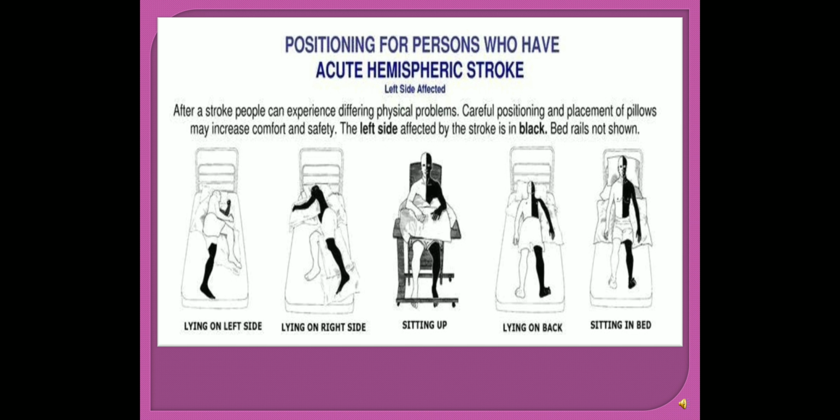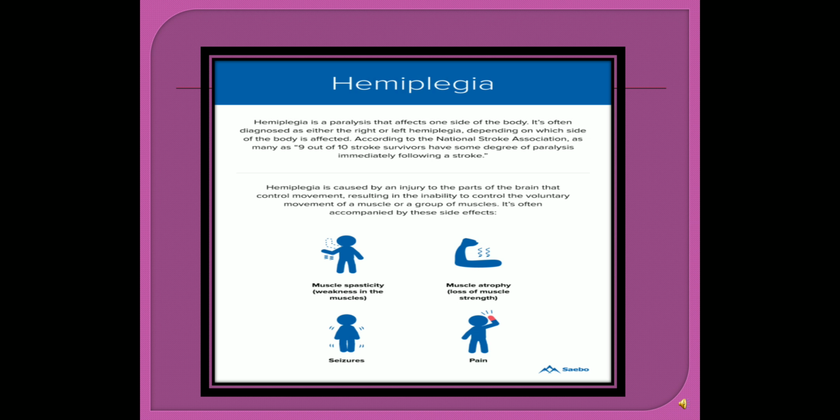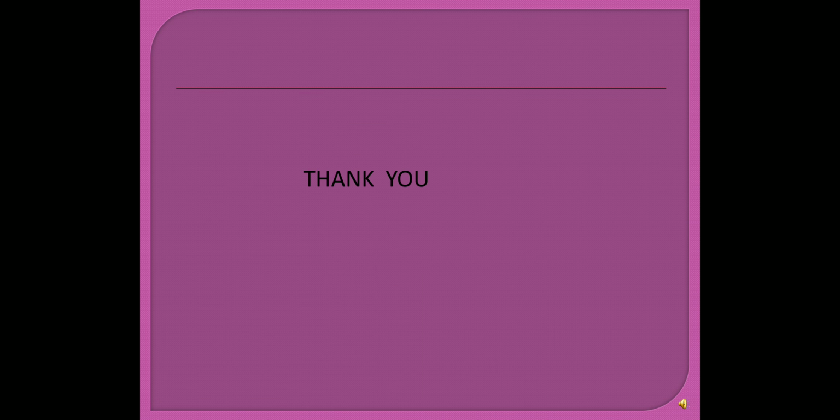So these are the 5 basic positions for stroke patients, that means hemiplegic stroke patients, that we have to maintain. Positioning of the patient is very much needed to prevent pressure sores or any other complications. So as a physiotherapist, we should instruct and assist the patient in a correct way. So this is all about the positioning of the patient.